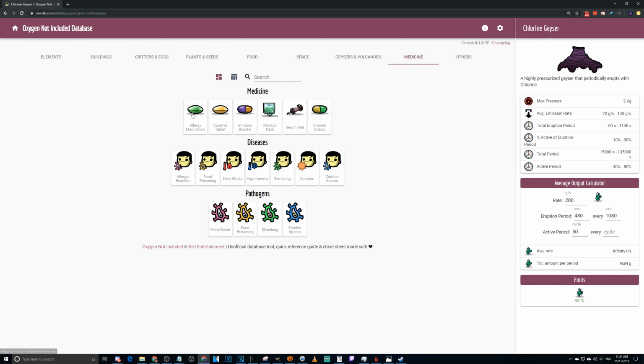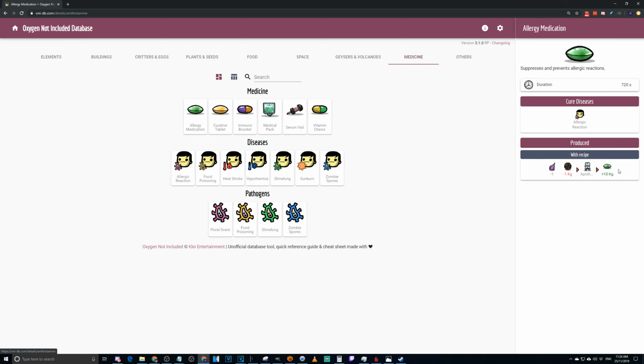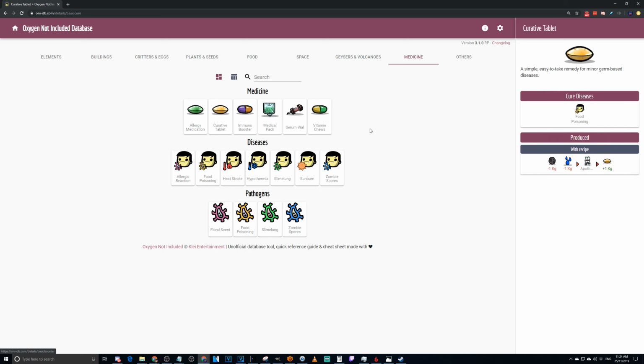Medicine, same story. You can bring up what the different medications do, what you need to create them, all that sort of stuff.